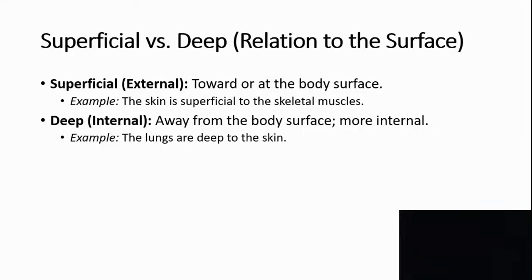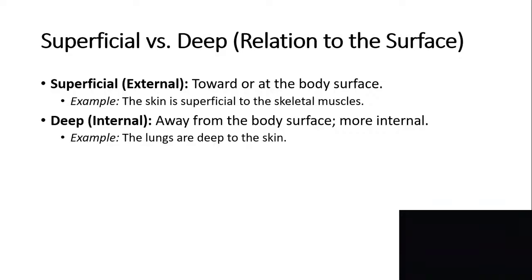Someone may say we mean external perspective, and deep means internal perspective. So let's say towards or at the body surface, for example, the skin is superficial to the skeletal muscles. It may mean the skin is the outer covering of the skeletal muscles. At the end of the day, you find that the skin is the one covering the skeletal muscles. Now, the skeletal muscles are internal, and the skin is external.